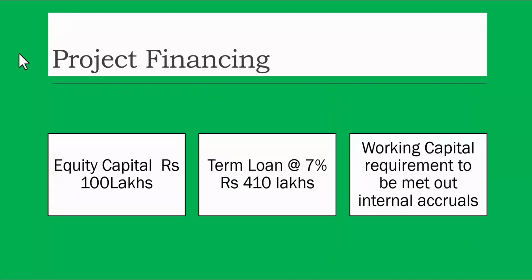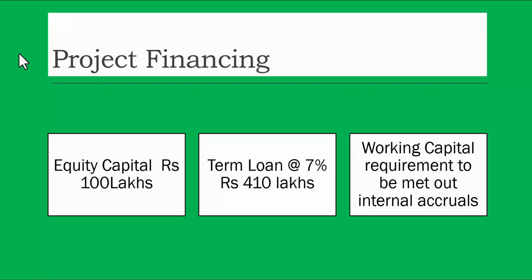Project financing. So how you are going to finance your project? Fine. So 100 lakhs you are going to put up. That's equity capital. Okay. Your own contribution, the promoters' contribution or equity capital, is 100 lakhs. Either you bring money and bring more shareholders, or promoters are going to contribute. So they are going to give 100 lakhs to this business. And the company is going to take a loan of 410 lakhs at 7% rate of interest.